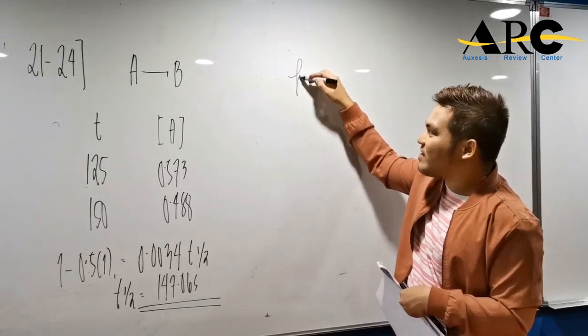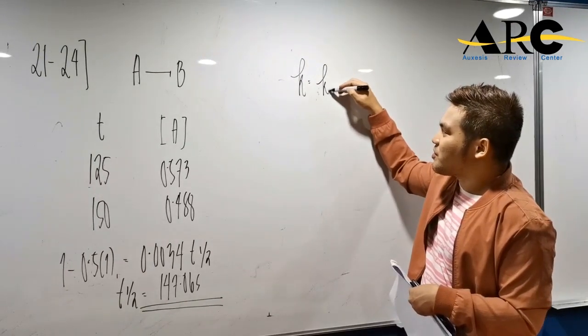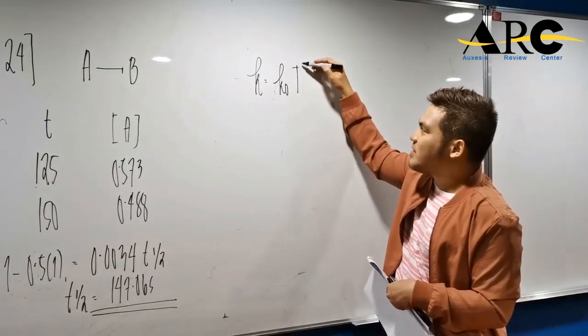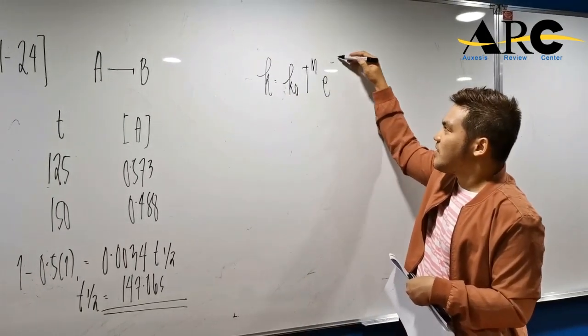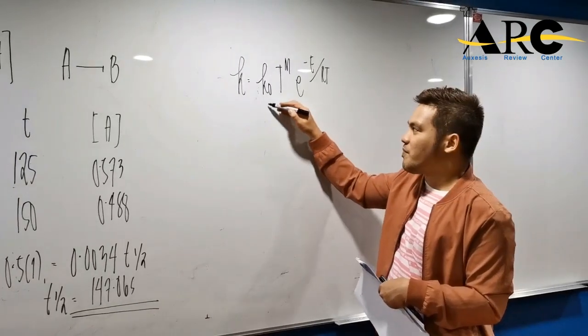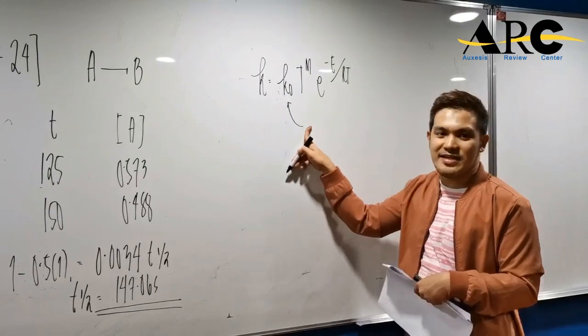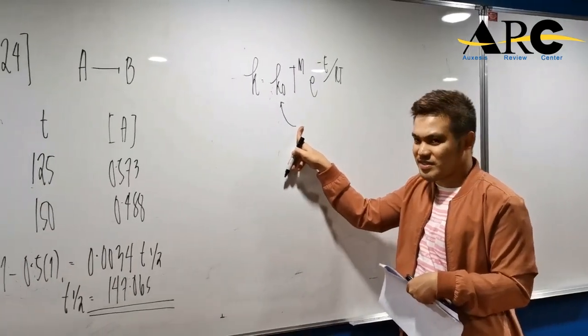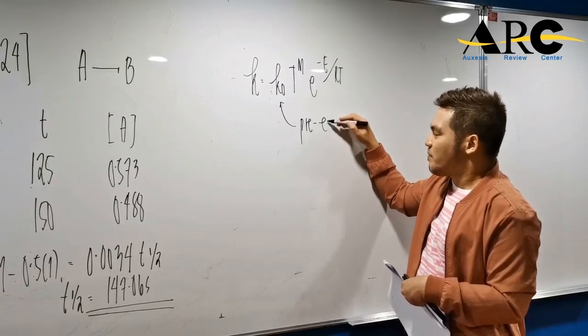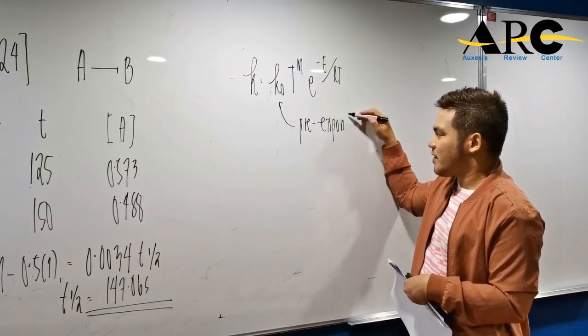Meron tayong tinatawag na temperature-dependent term, that K is proportional sa KO times T raised to M times E raised to negative E over RT. Yung proportionality constant natin, also known as frequency factor, also known as pre-exponential factor.